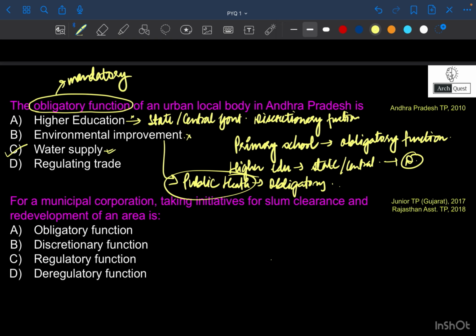Water supply, we know it's an obligatory function because clean water dena, it's a fundamental duty. And in case an urban local body fails here, it would lead to an epidemic.